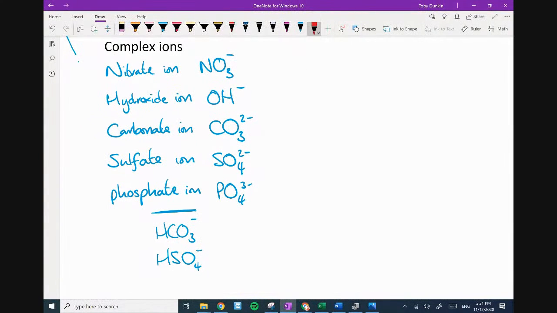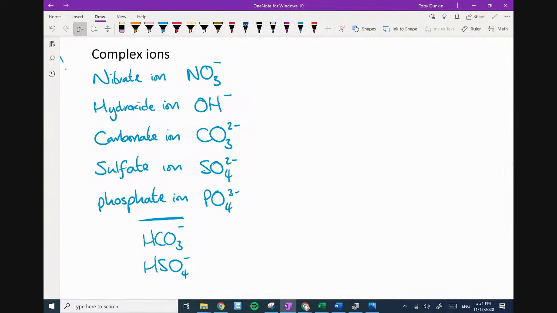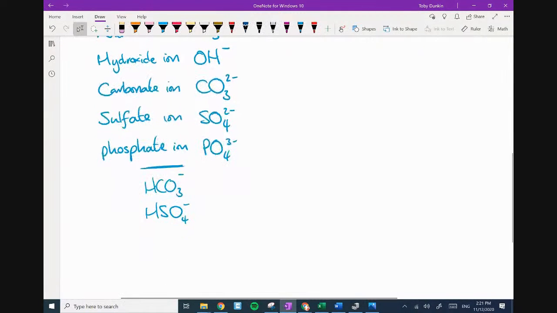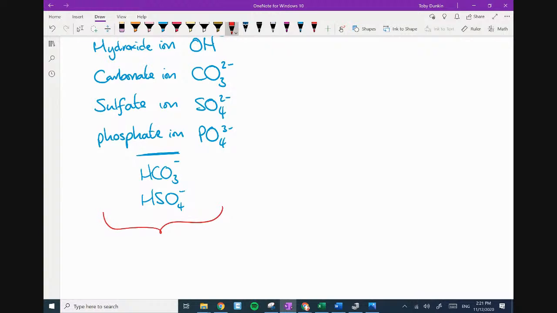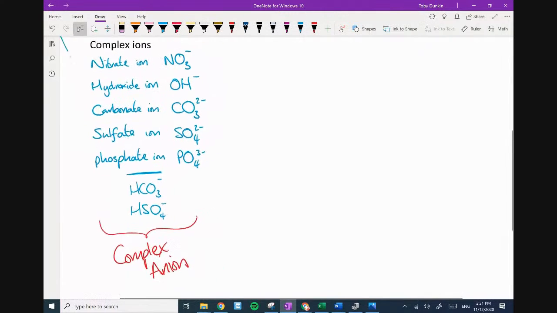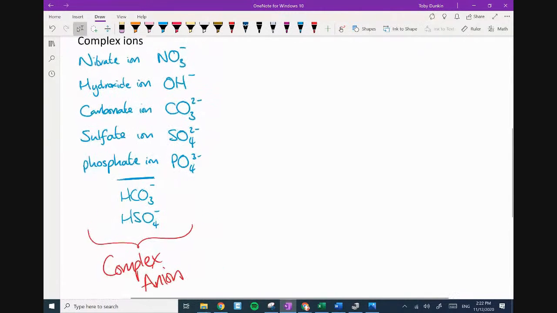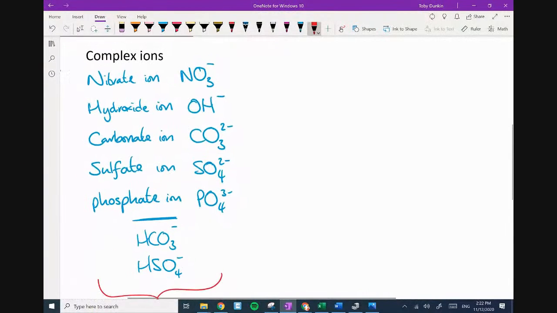Okay, next one. And notice my change in color. That's because these are all the anions. These are all of our lovely complex anions, negative ions. Now we get our cations. So our cations, we're doing red. NH4. Oh, I probably ought to name it first.